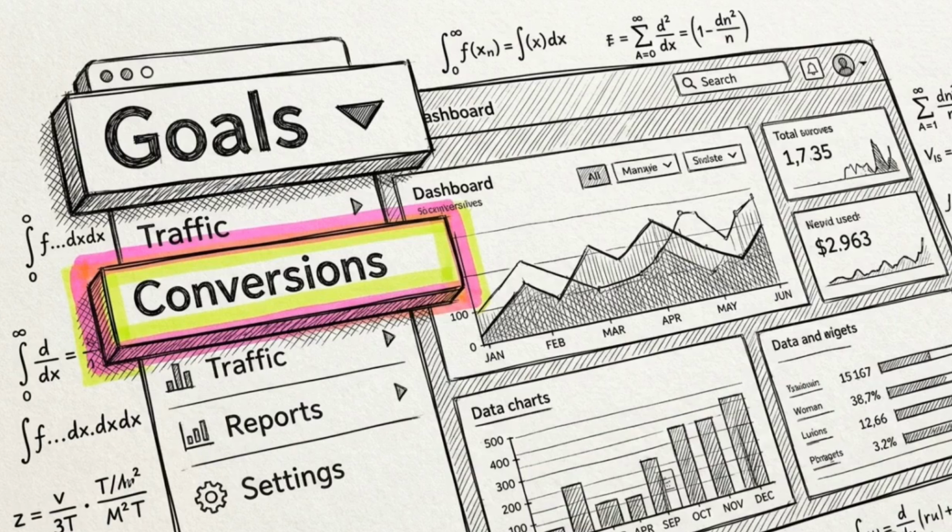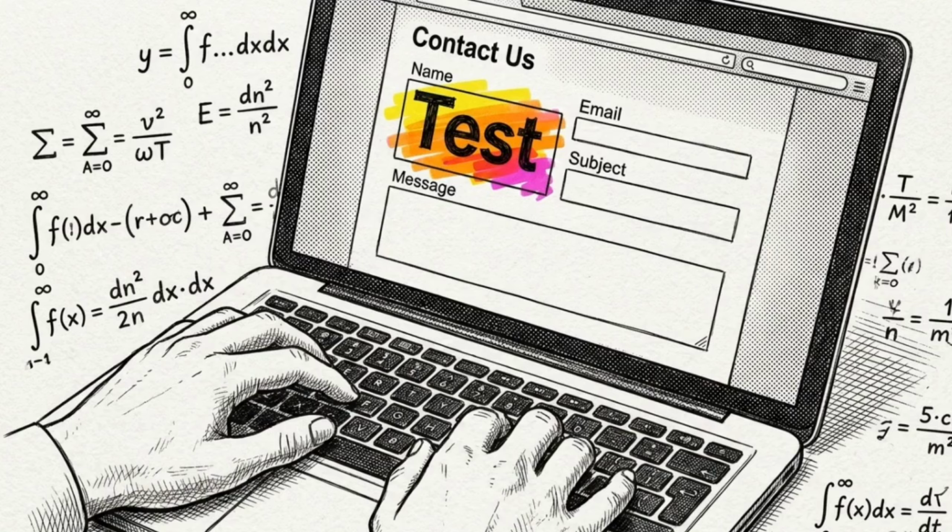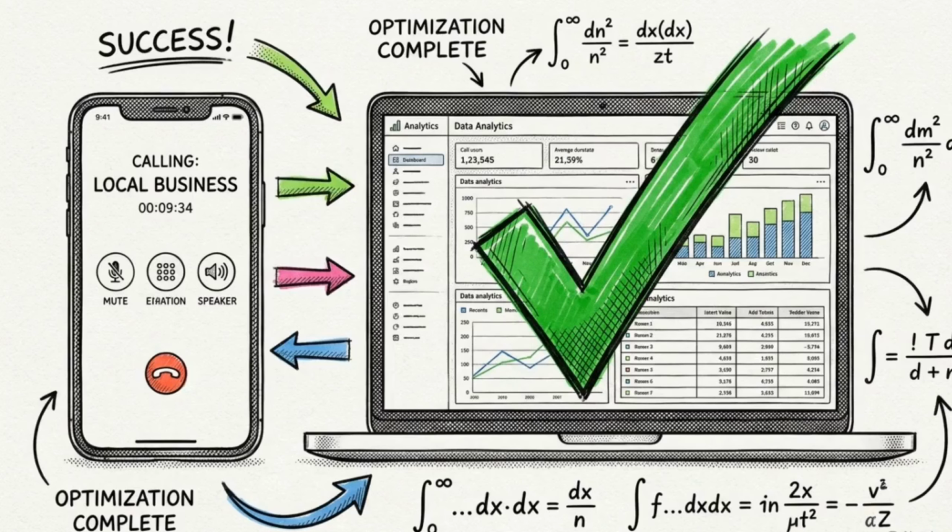This interface shows exactly where we define success for the algorithm. Under the Goals menu, hover over to Conversions and open your settings. Here, you create a specific conversion action, like tracking when someone completes a checkout or makes a phone call from your ad. Once configured, you have to validate it. Submit a test form on your own site or trigger a test call. Confirm that the conversion records correctly inside your dashboard before you add a single dollar of budget.